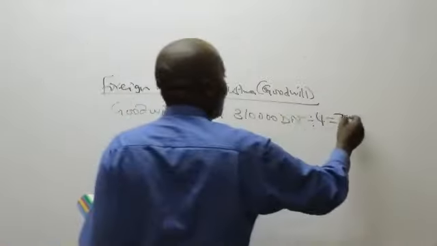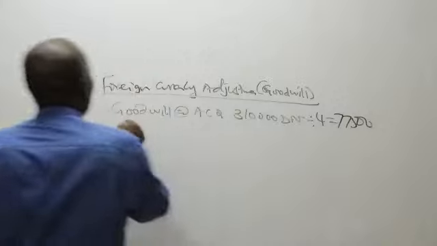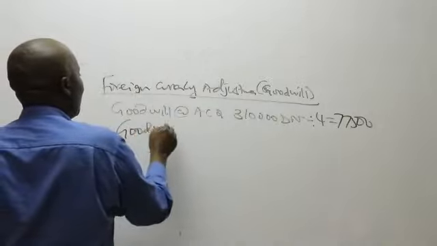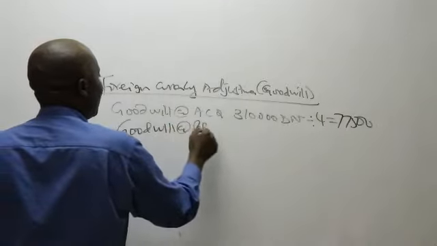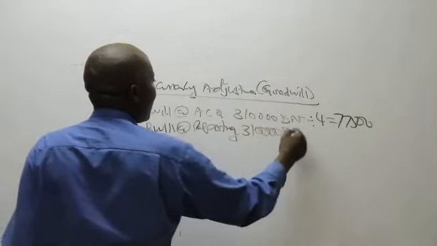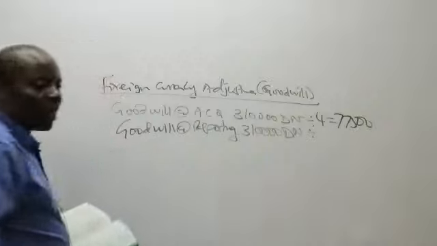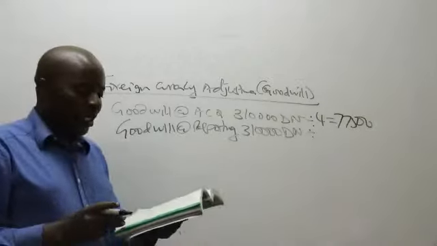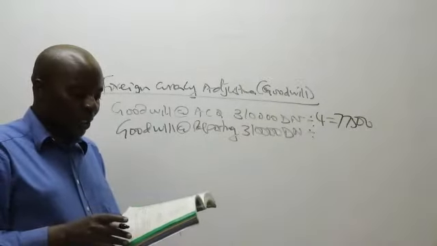77,500. Thank you very much. And then now we have goodwill at reporting. Goodwill at reporting was also 310,000 DN. But I would want to translate this. Could you kindly help me translate this?